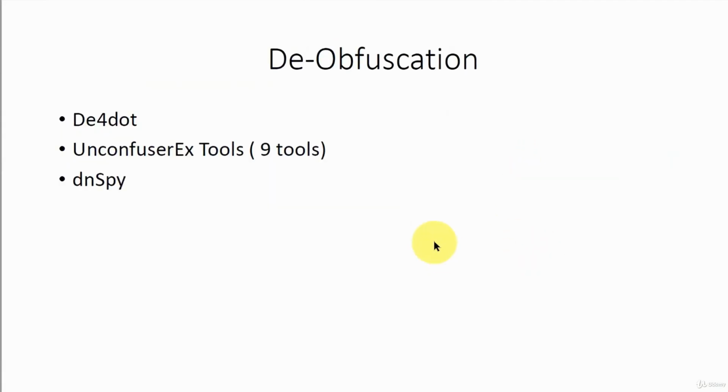Now the process of unpacking an obfuscated .NET program is known as deobfuscation. And three of the most popular or common tools that are in use is de4dot.